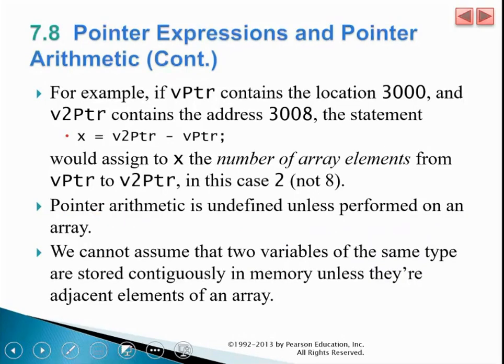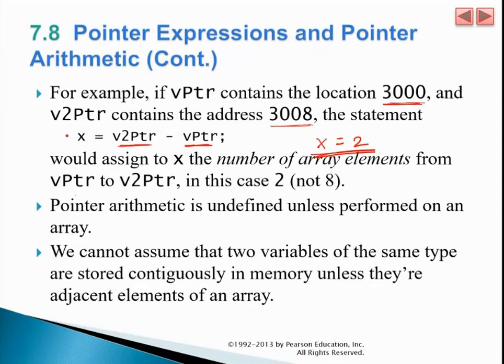So for example, if v pointer contains 3000 and v2 pointer contains 3008, and if I write x equal to v2 pointer minus v pointer, this would assign x the number of array elements from v pointer to v2 pointer. So what will get stored in x will become 2. So it will give you how many elements there are.